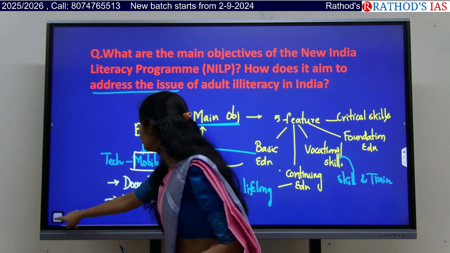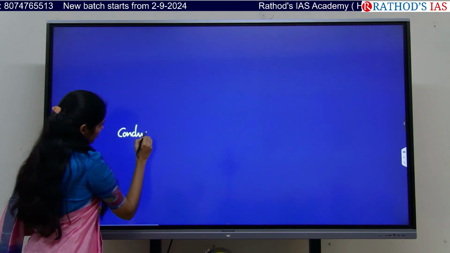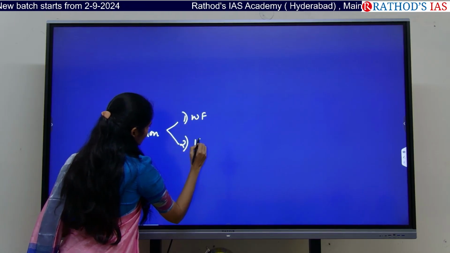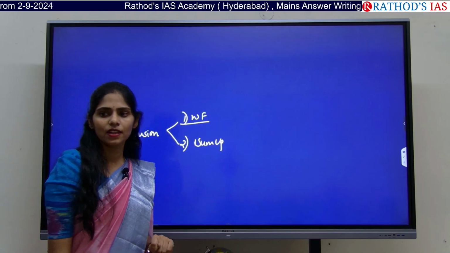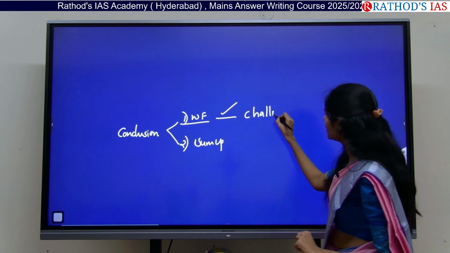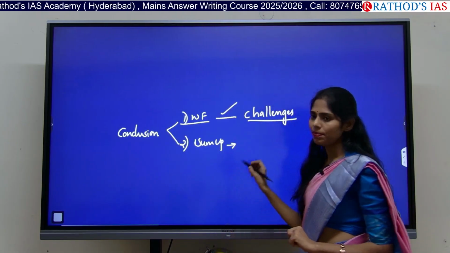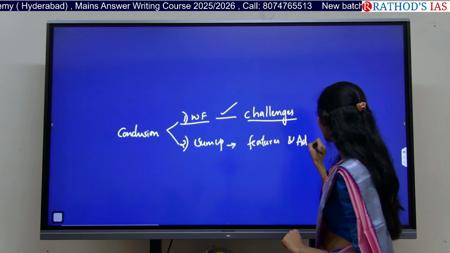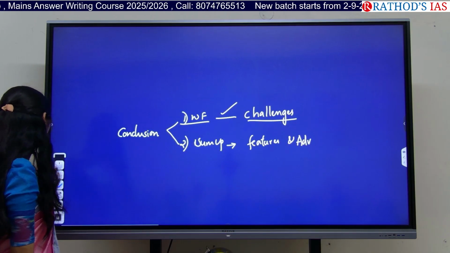Okay. So what can you write in the conclusion? Can you write the way forward? So conclusion can be written in two ways. First one is way forward and second one is sum up. Can you give the way forward? Yes, way forward is possible if you know what the challenges of this scheme are and what can be done, or else you can directly sum up the features and advantages of this scheme. Clear? So now I will be showing you the model answer so that you will get some idea.